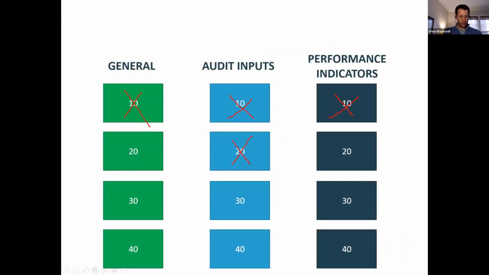All right, so let's knock out general for 30. And Ross is on fire here. Where to next, Ross? Let's do performance indicators for 20.